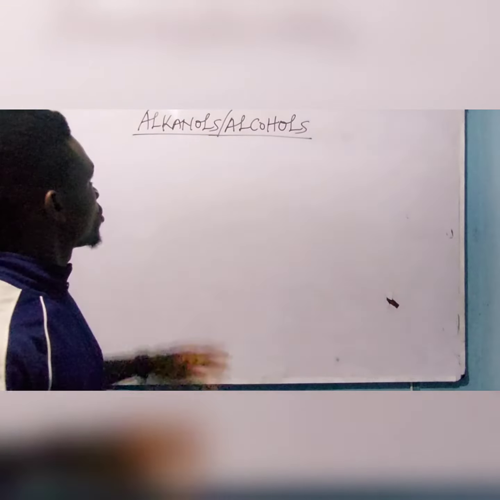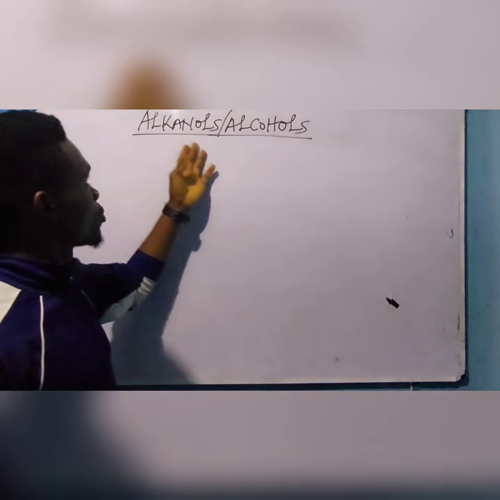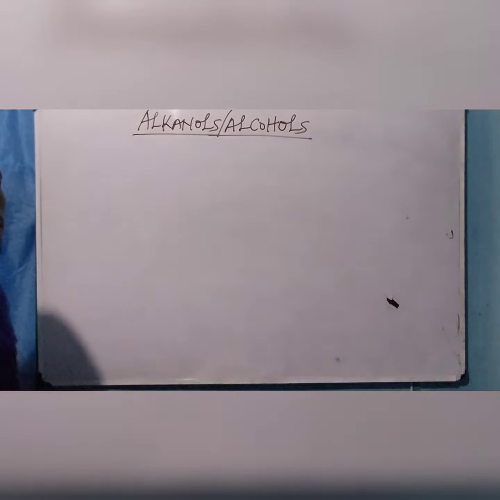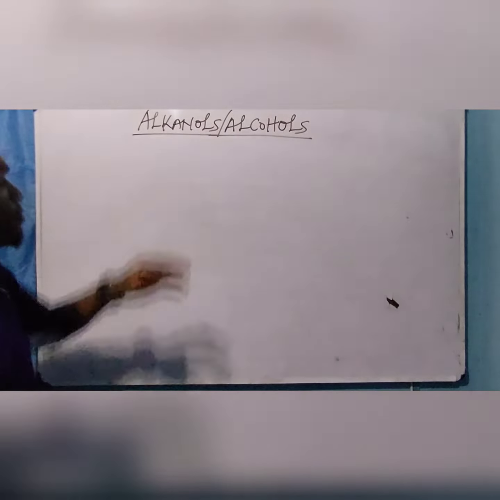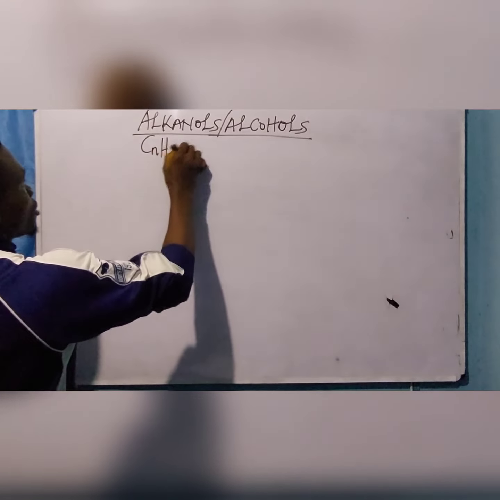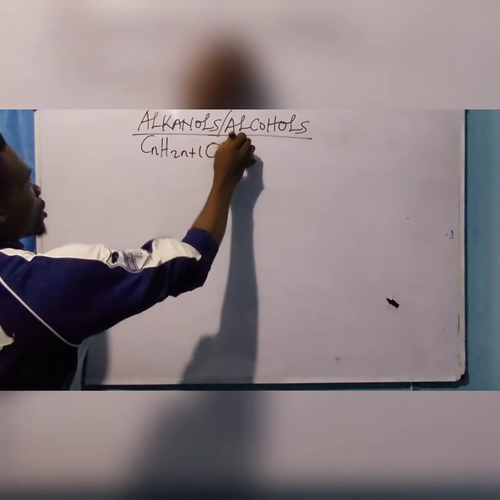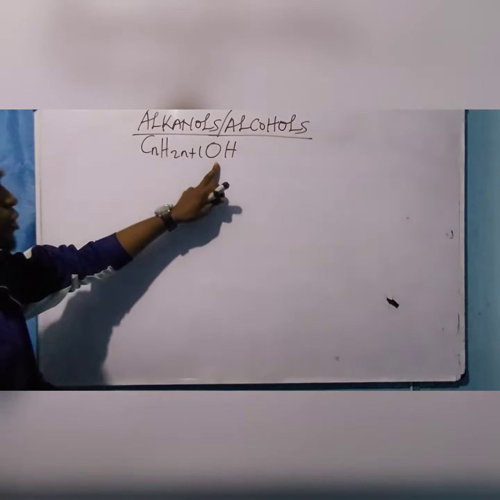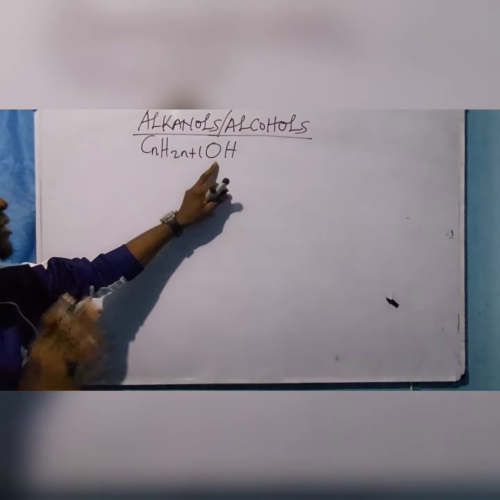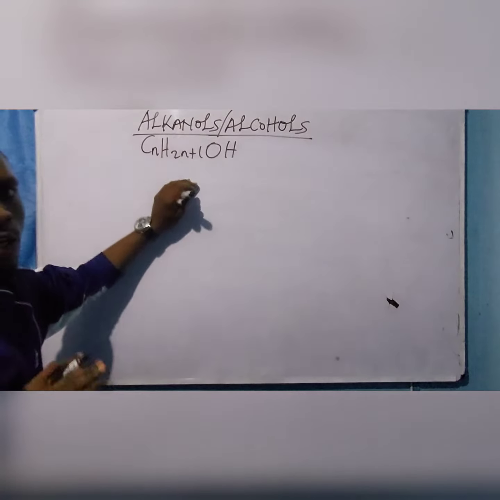Tonight I shall be taking us on alcohols, alkanols, otherwise called what? Alcohols. Now, in our previous class, I told us that they have a general molecular formula as CnH2n+1OH. Now, this OH is called what? The hydroxyl group, and they determine the chemical properties of these organic compounds.